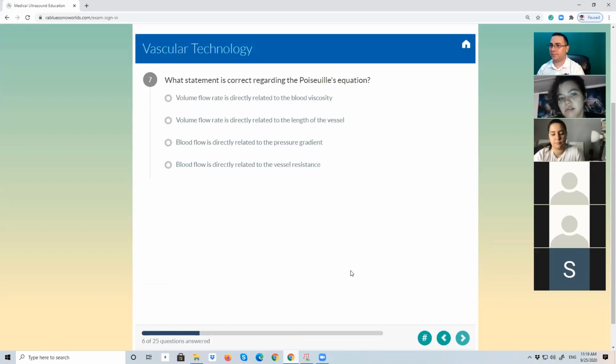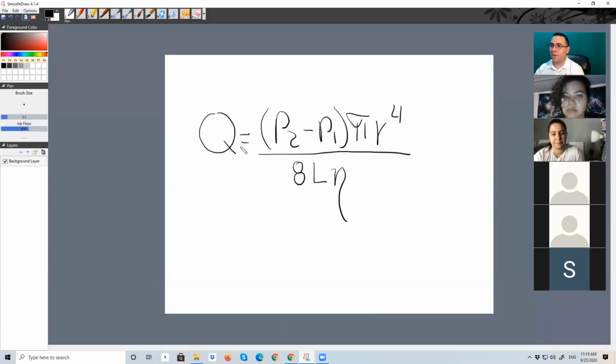I think it's C. Flow is directly related to the pressure gradient. Perfect, that's the one. Look at it in here. Flow is directly related to this difference in here. It is directly related to the radius to the 4th power, and it is inversely related to the length of the vessel and viscosity. Good job, nice.